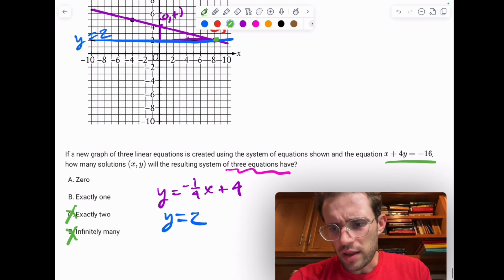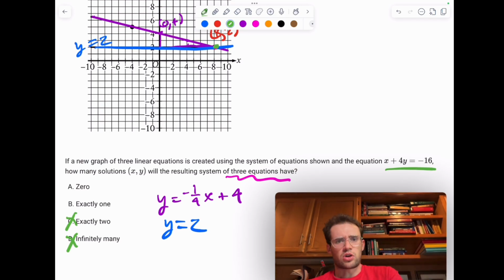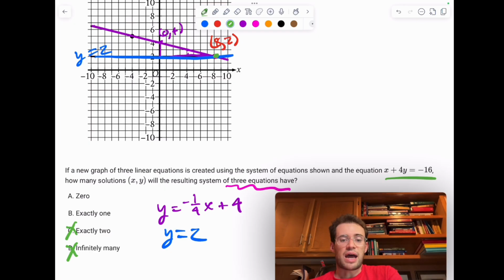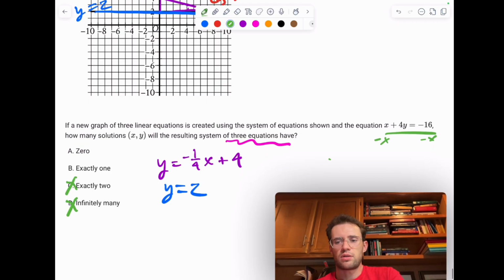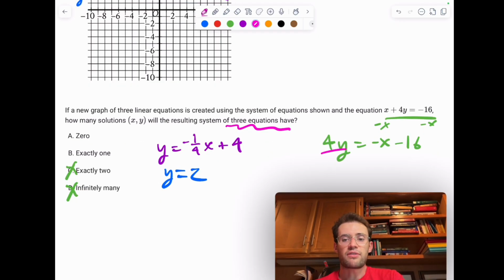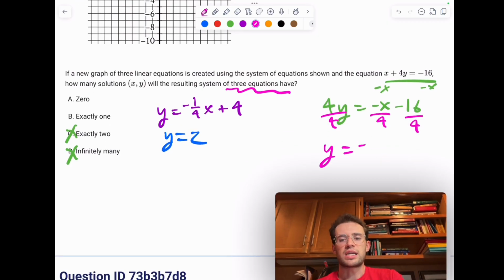So I'm just going to rewrite this in slope-intercept form, so it's a little bit easier to graph. We can see it visually, and then maybe we'll see if it matches one of the other equations. So we'll start by subtracting x from both sides. That gives us that 4y is equal to negative x minus 16. And then we can divide everything by 4, right, to get the y alone. And it's y equals negative 1/4 x minus 4.